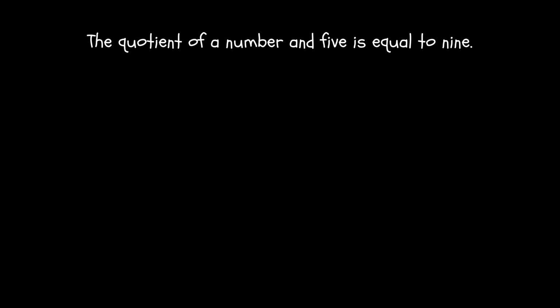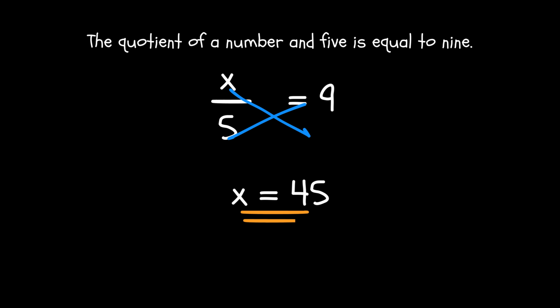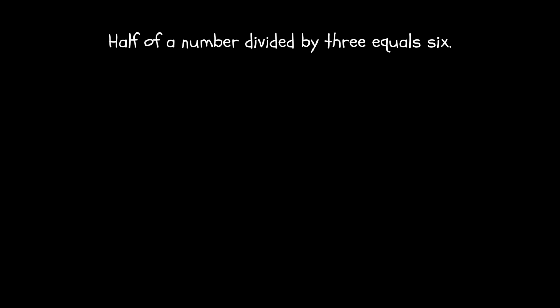The quotient of a number and 5 is equal to 9. Okay, so equal 9 and the quotient. Quotient means we are dividing a number over 5. So we have x divided by 5 equal 9. So again, we can quickly solve this by cross multiplying. 5 times 9 is 45. So we will have x equals 45.